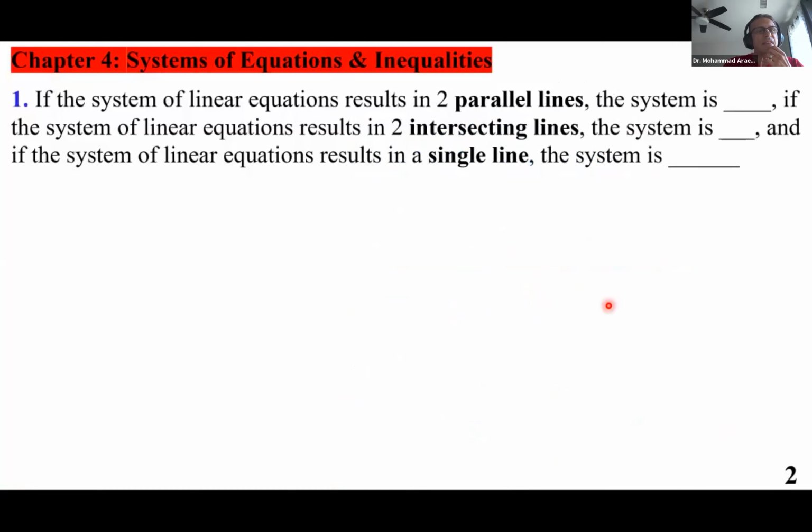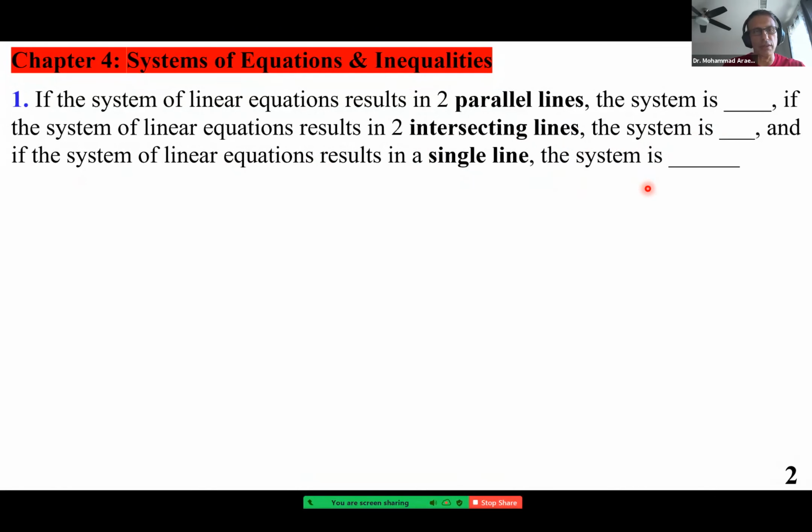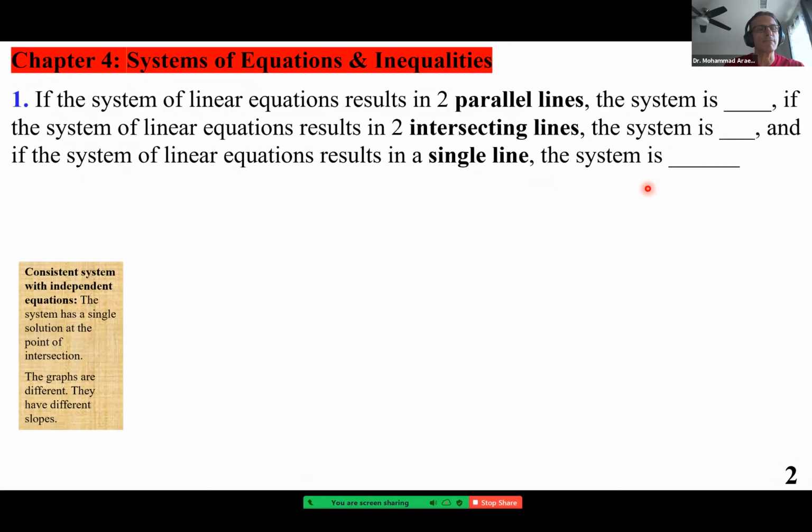So first we have a definition. If the system of linear equations results in two parallel lines, the system is inconsistent with no solutions. If the system of linear equations results in two intersecting lines, the system is consistent with a unique solution. And if the system of linear equations results in a single line, the system is a dependent system with infinitely many solutions. To elaborate on that, I want to remind you of what we did.